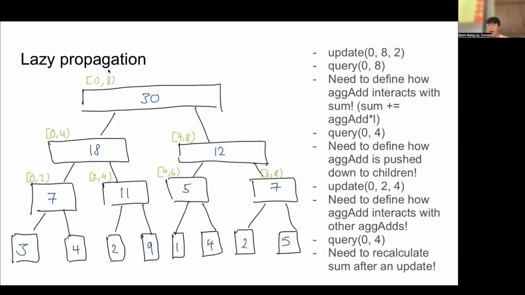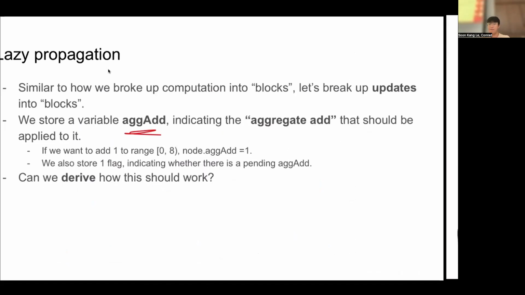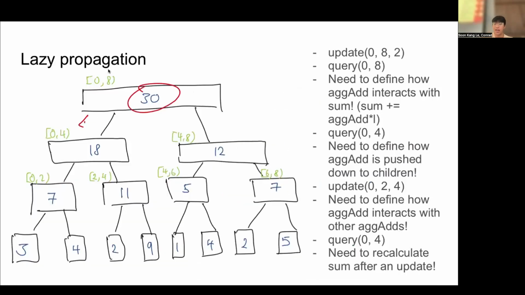Let's say I want to update all of the elements from 0 to 8 by 2. I want to add 2 to every single element here. And just now I introduced this thing called an aggregate add variable. If sum represents the sum of all the elements from 0 to 8, aggregate add should represent the update that I want to apply to all of the elements in the sum. So in this case, the aggregate add for this node should be 2. Does this make sense so far?